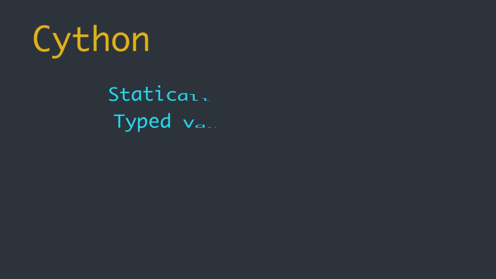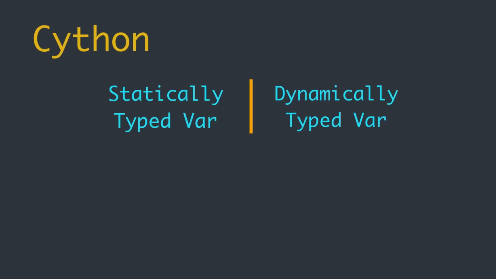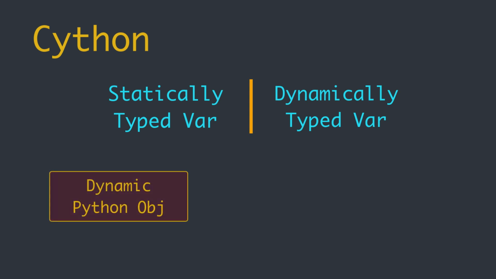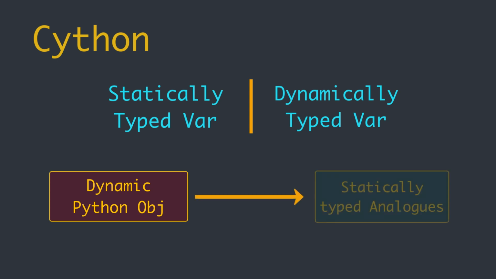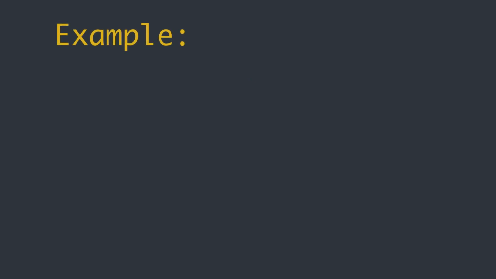Cython allows assignments between statically and dynamically typed variables. This blending of static and dynamic is a powerful feature that we can use in several situations. It allows us to use dynamic Python objects for the majority of our code base and easily convert them into fast, statically typed analogues for the performance critical sections. So let's see an example.